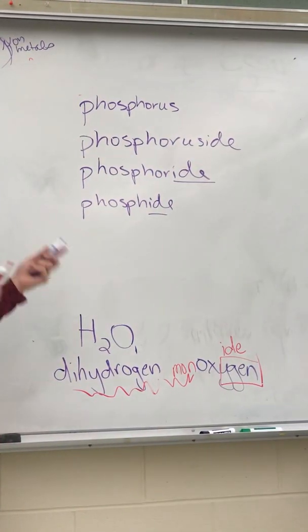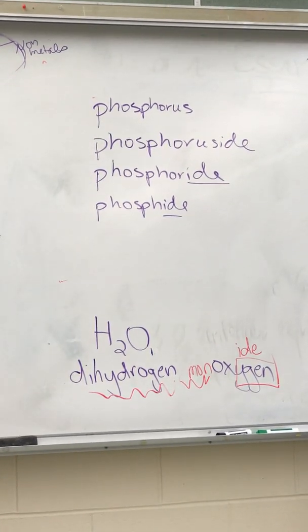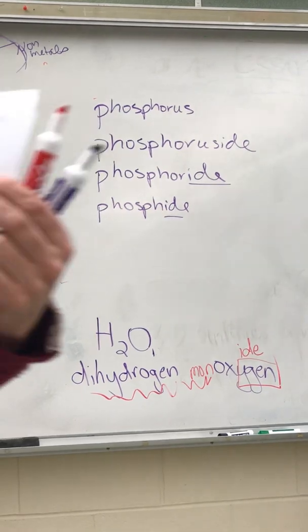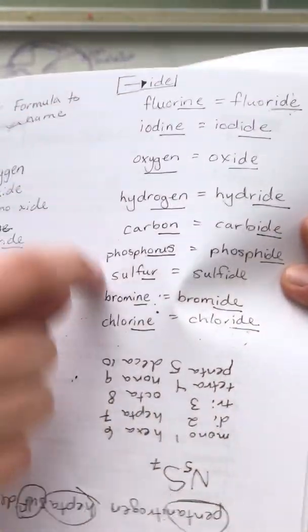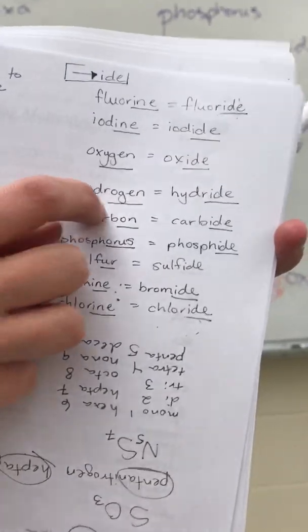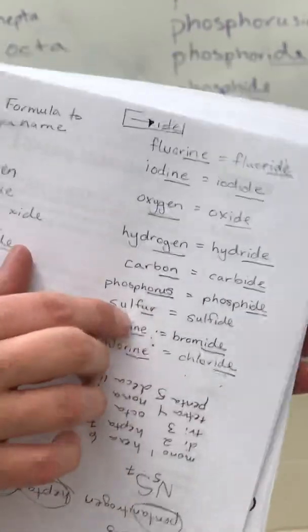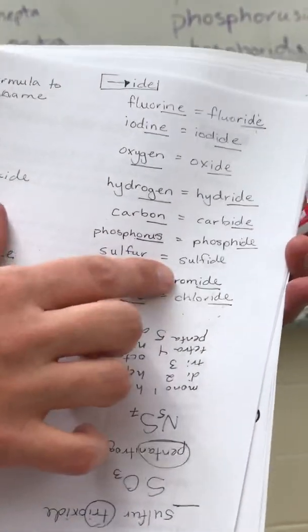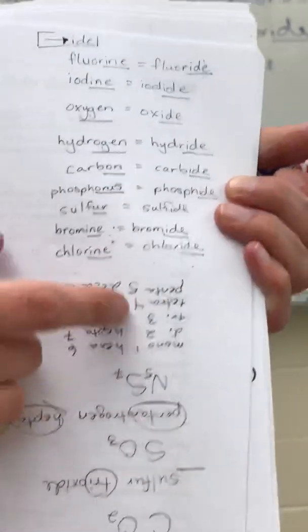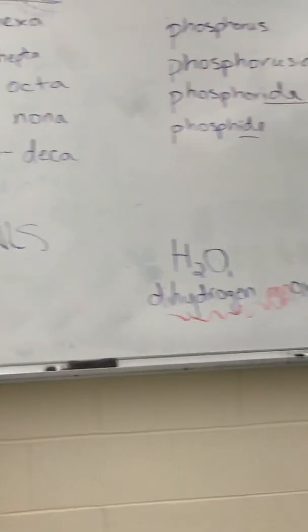I've listed that for you on page 9 of your booklet. So it looks like this. You know that fluorine turns to fluoride, iodine turns to iodide, oxygen, oxide, hydrogen, hydride, carbon, carbide, phosphorus, phosphide, sulfur, sulfide, bromine, bromide, chlorine, chloride. So you want to memorize that as best as possible, which you might just by doing lots of practice, so you don't have to look it up all the time.